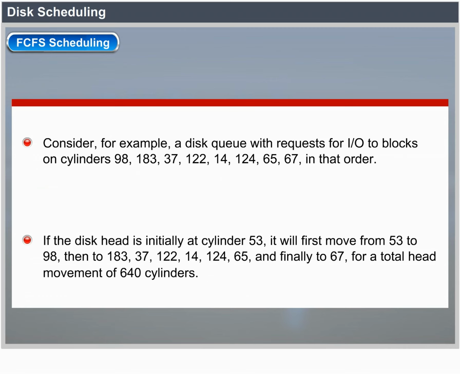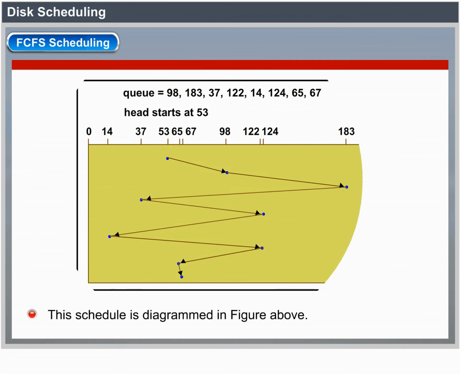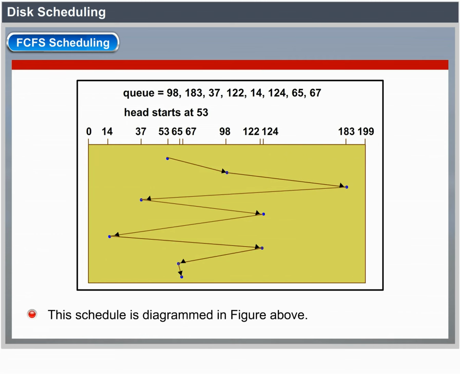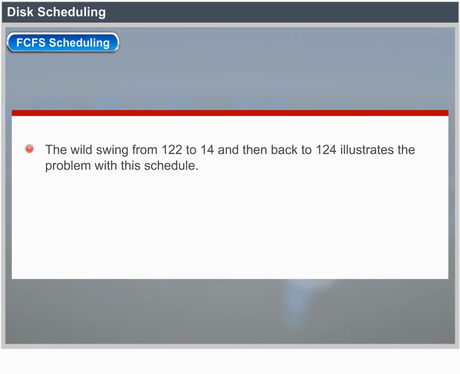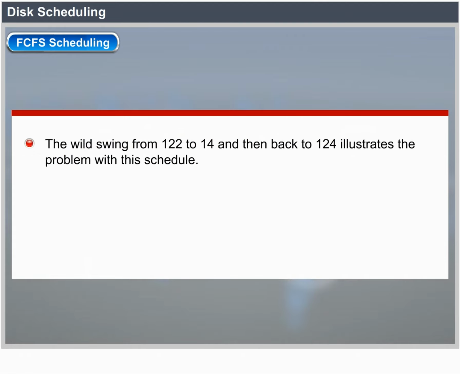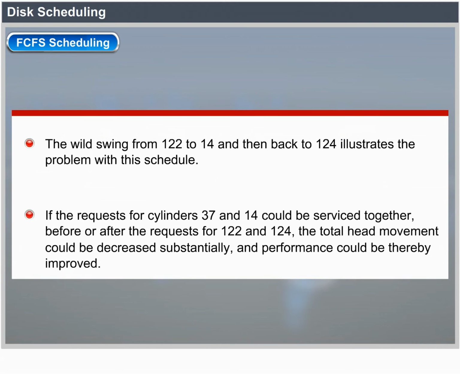This schedule is diagrammed in the figure above. The wild swing from 122 to 14 and then back to 124 illustrates the problem with this schedule. If the requests for cylinders 37 and 14 could be serviced together before or after the requests for 122 and 124, the total head movement could be decreased substantially and performance could be thereby improved.